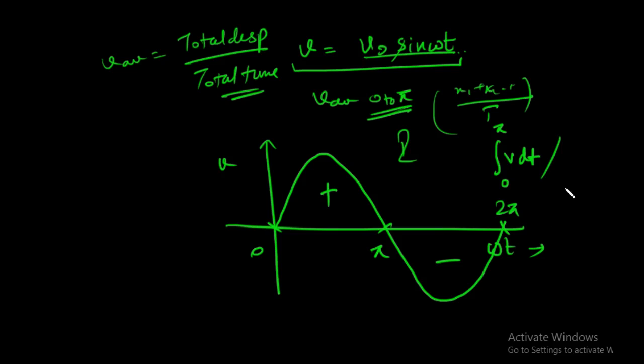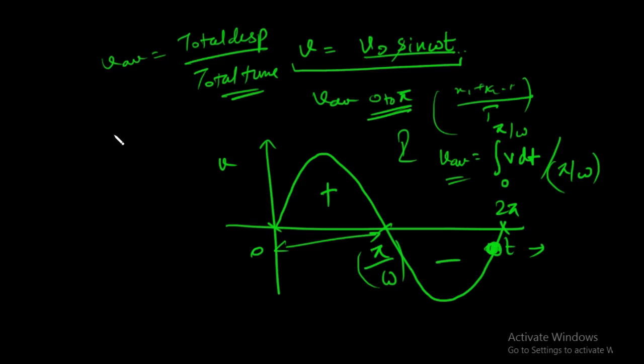Alright, what will be the total time? Total time would be pi over omega. Sorry, since we are plotting v versus t, not v versus omega t, the time is pi by omega. So this is the v average I want to obtain.